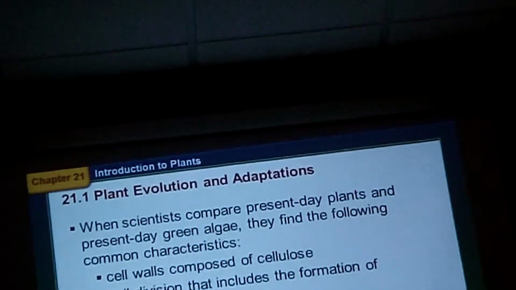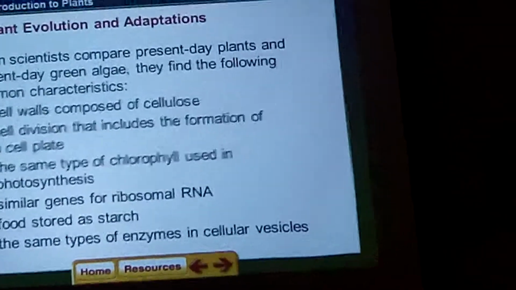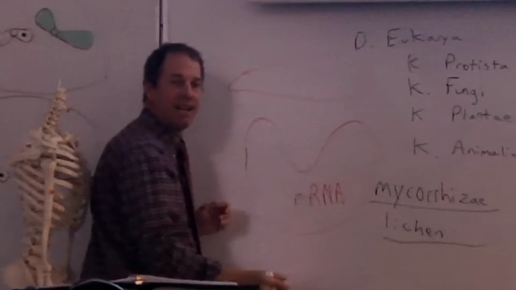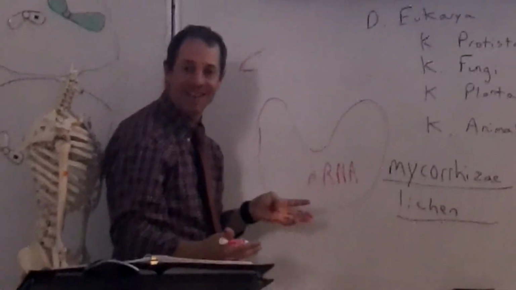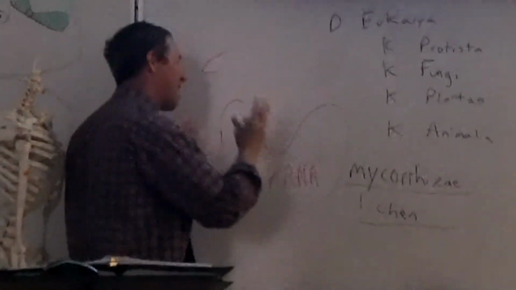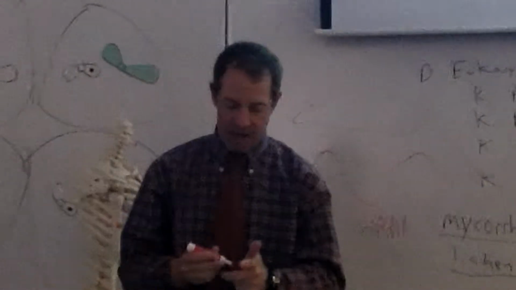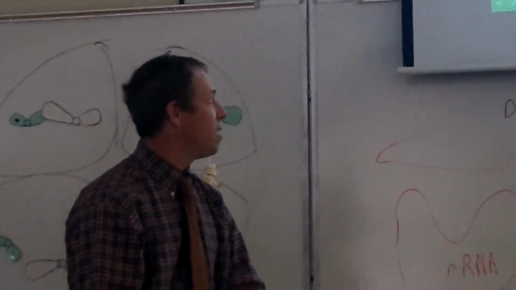Y'all remember the ribosome? In my model, it kind of looked like that, and it was made of rRNA. Y'all remember that? And the mRNA came out of the nucleus and would go over here, and we'd make the protein. Well, the ribosome of a plant is the same as the ribosome of a green algae. Similar ribosomes.